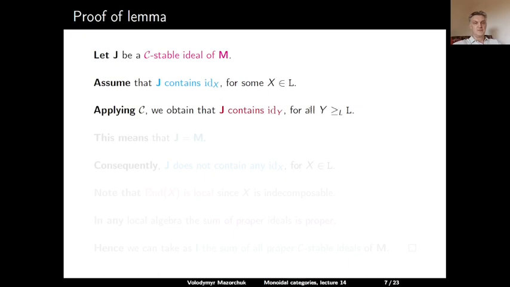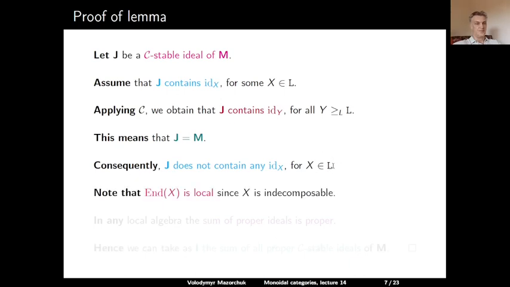So this means that our ideal J contains the identity on all indecomposable objects in M, and so J is equal to M. In other words, if J is a proper C-stable ideal, then it does not contain any identity morphism on any object in our left cell L.